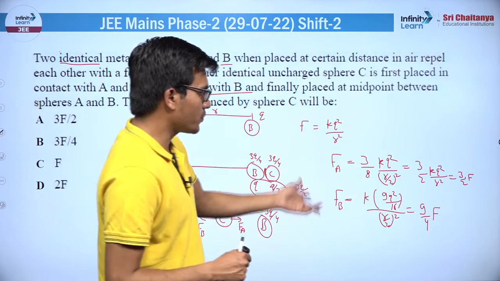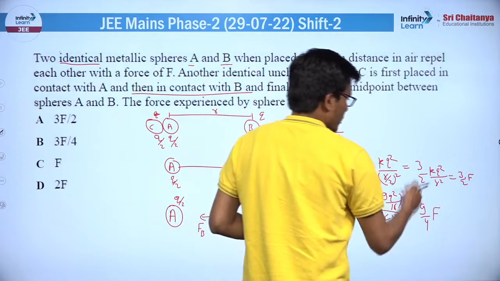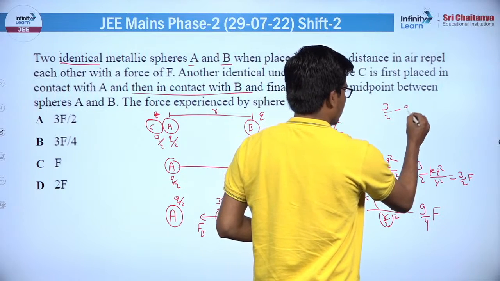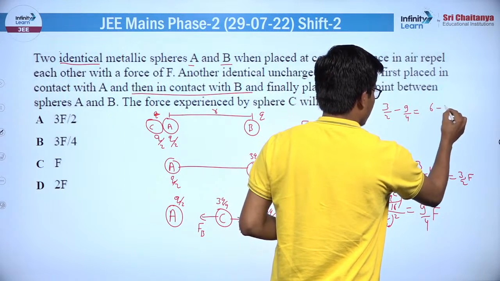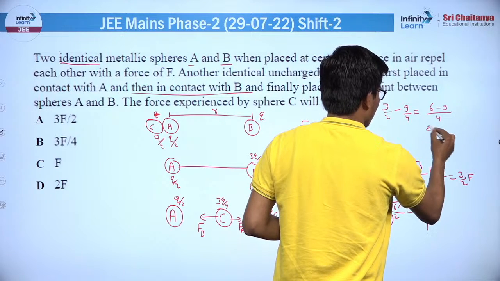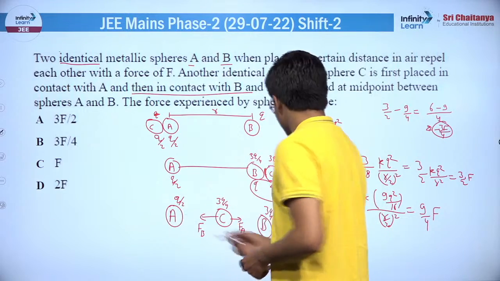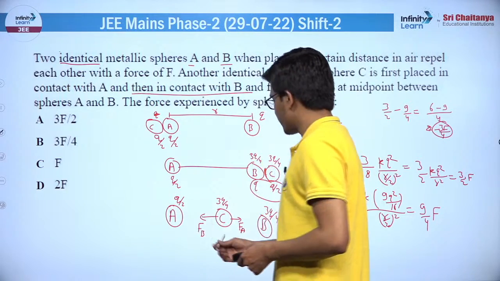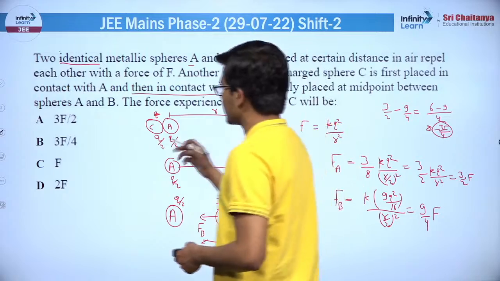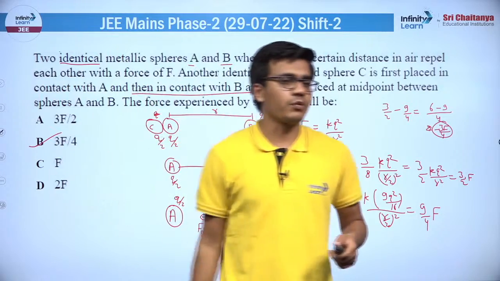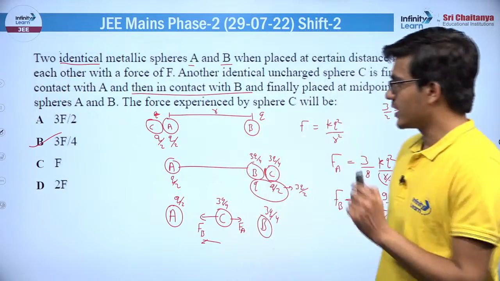So you are having two forces in opposite direction, so what you can do, just subtract them, 3 by 2 minus 9 by 4, so it will be 6 minus 9 by 4, basically 3F by 4 is there, minus is just showing the direction, so net force will not be FA minus FB, net force will be in this direction and the value will be 3F by 4. Alright, so that is B option.